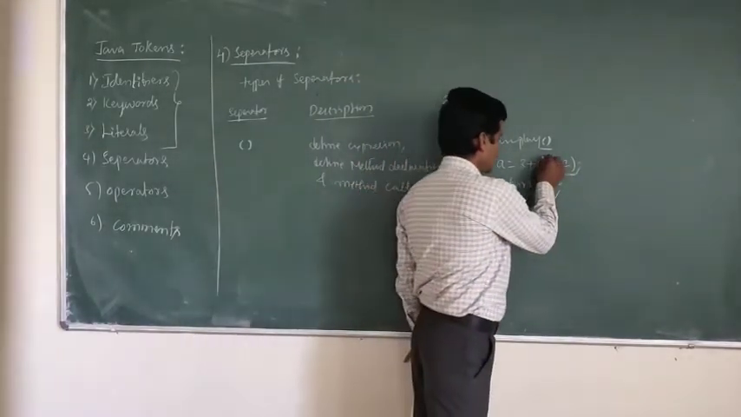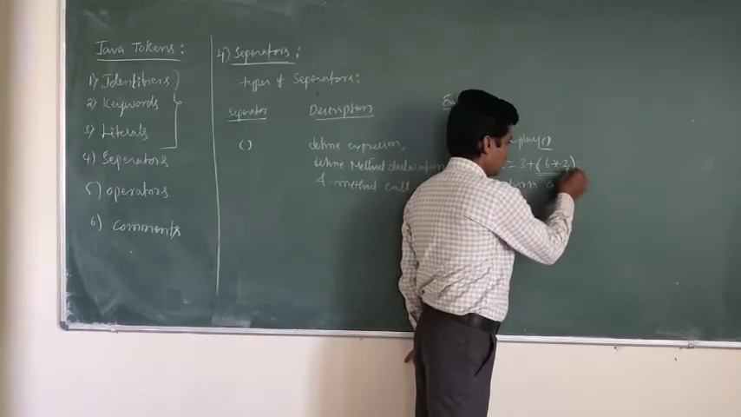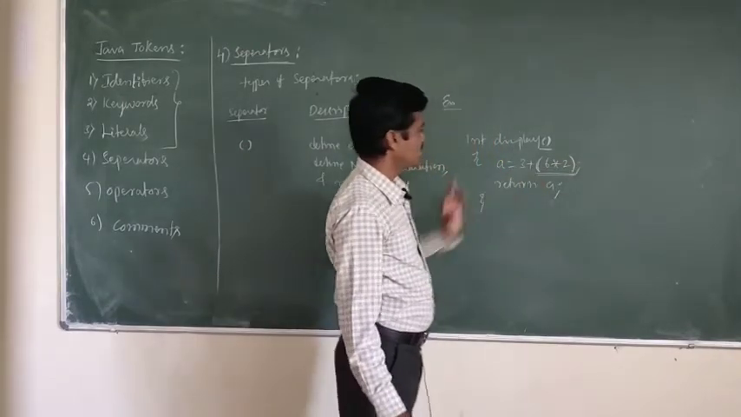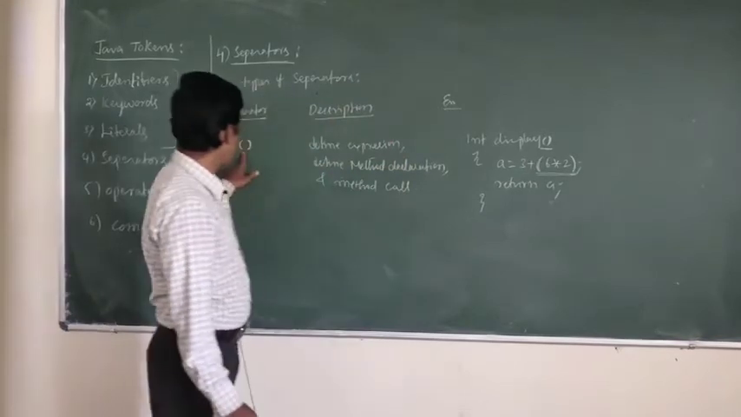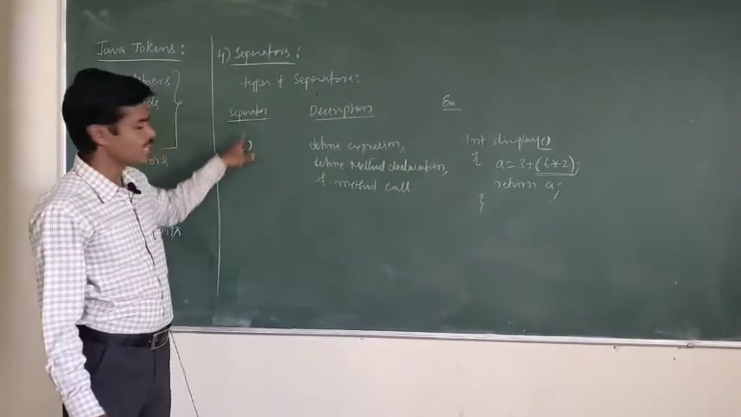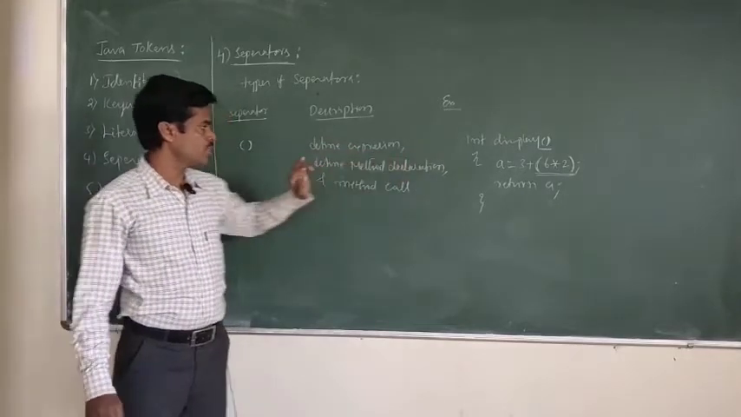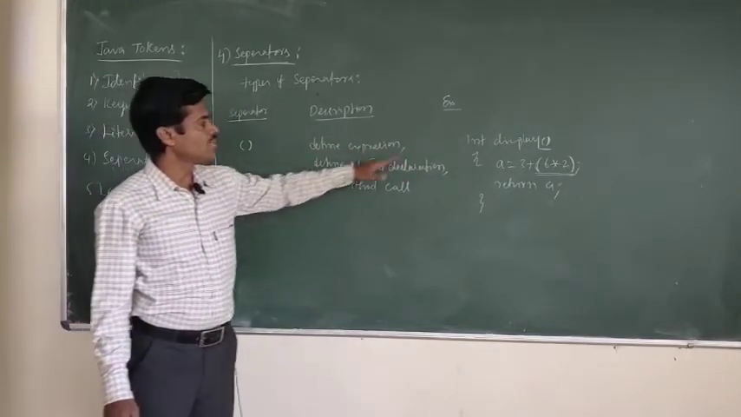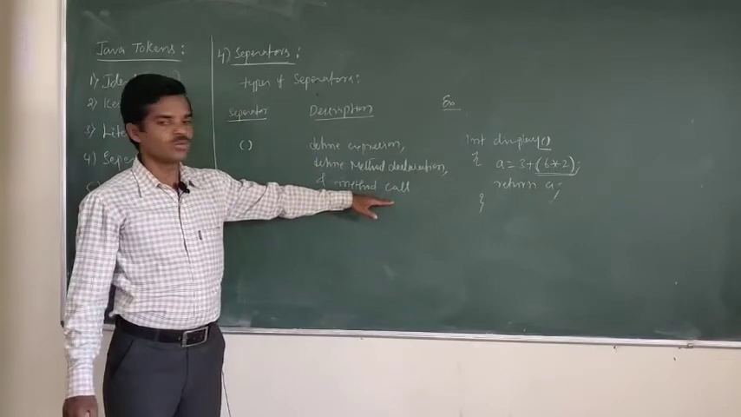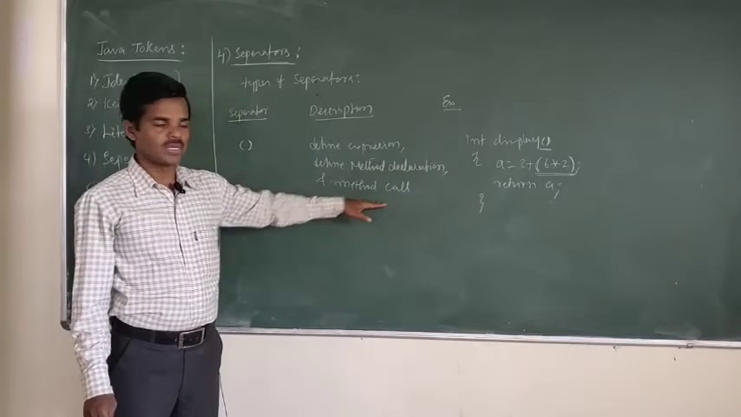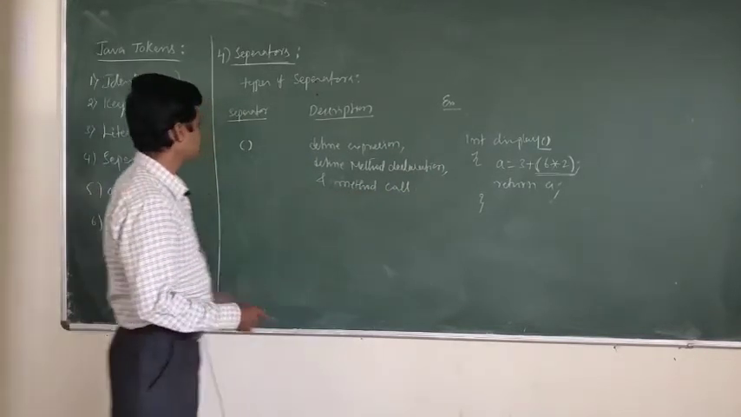6 into 2, this is one expression. So this can be enclosed in the parenthesis symbol. Understood? What is the parenthesis symbol? The parenthesis symbol is one type of separator. You use this to define any mathematical expression, or you can define a method declaration or a method to be called with a list of parameters.